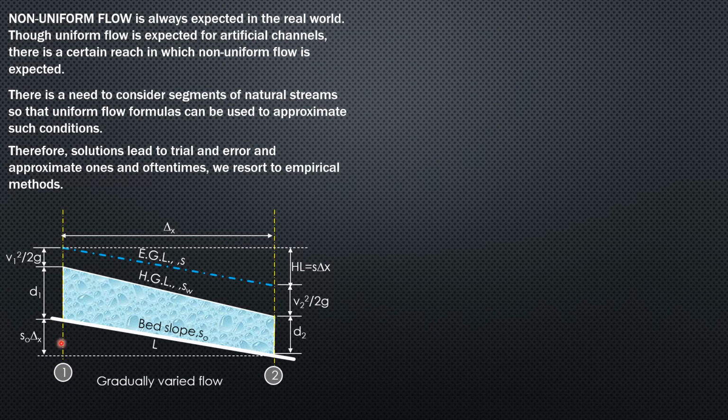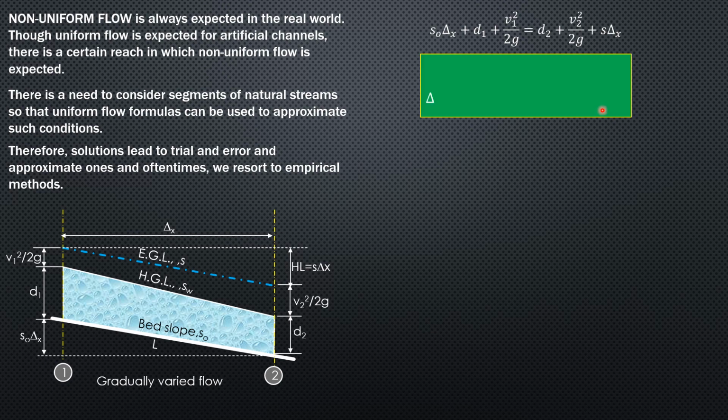So equating these three terms: S sub O delta x plus depth 1 plus velocity head at 1 equals depth 2 plus velocity head at 2 plus S delta x. Deriving, S delta x equals specific energy at 1 minus specific energy at 2. Then we have delta x equals specific energy at 1 minus specific energy at 2, divided by S minus S sub O.